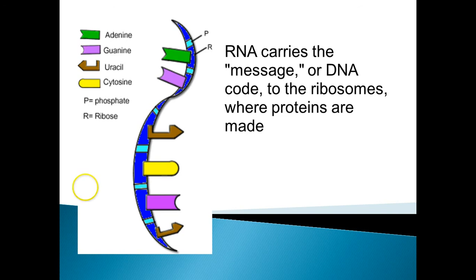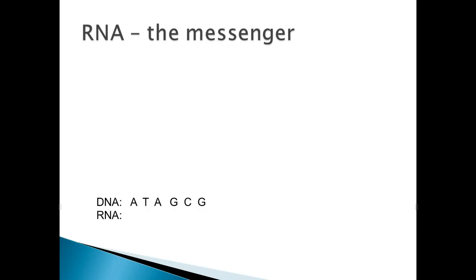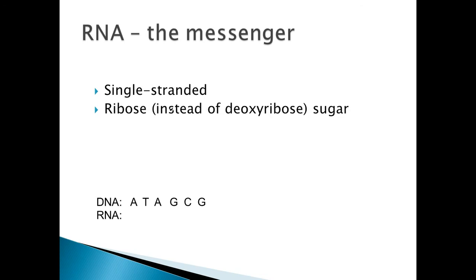You'll notice in the picture there are some differences between DNA and RNA in its structure. First of all, RNA is single-stranded. It does not have two sides to the ladder. It just has one side. Secondly, it uses a ribose sugar on the outside part of the ladder instead of deoxyribose. And last, it contains no thymine. Instead, it has a different chemical compound called uracil.